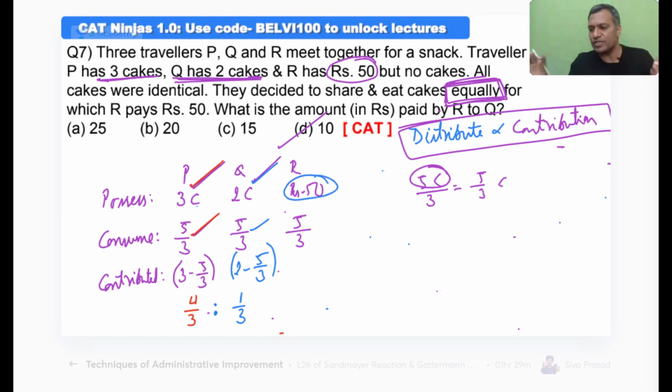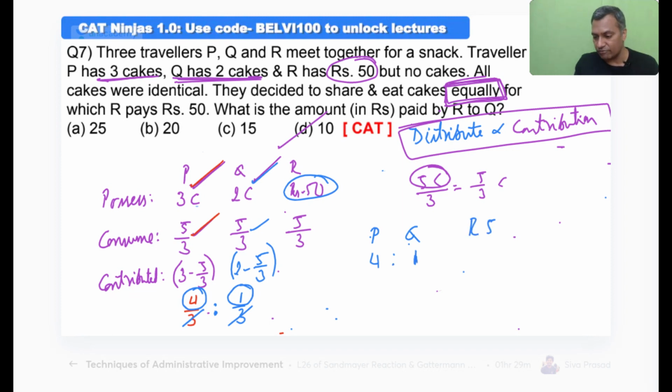The other fellow cannot say that he contributed. He will contribute 50 rupees for this effort, right? The ratio is 4 by 3 is to 1 by 3. 3, 3 cancel. Therefore, for every 4 pieces contributed by P, Q would be contributing 1. That is the ratio of contributions of P and Q.